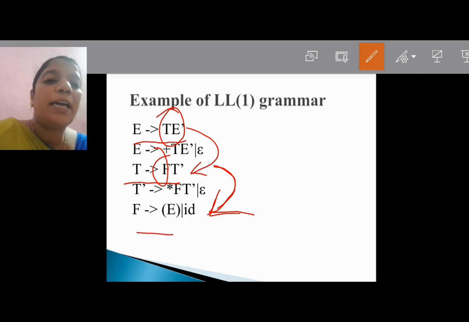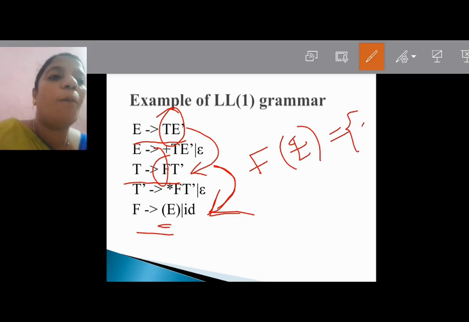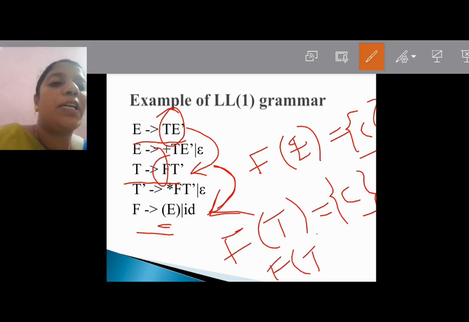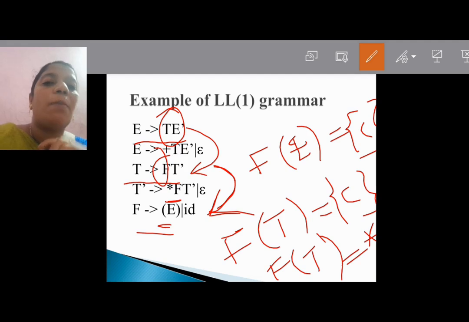So in F, I can see the first alphabet as what? Open parenthesis. Then my first of E answer is open parenthesis. Okay. Then tell me what is first of T? Again open parenthesis. Now tell me the answer for first of T dash. The answer is star. Why? Because the first element is in the form of a symbol or small alphabet. Same way, first of E dash answer is plus.